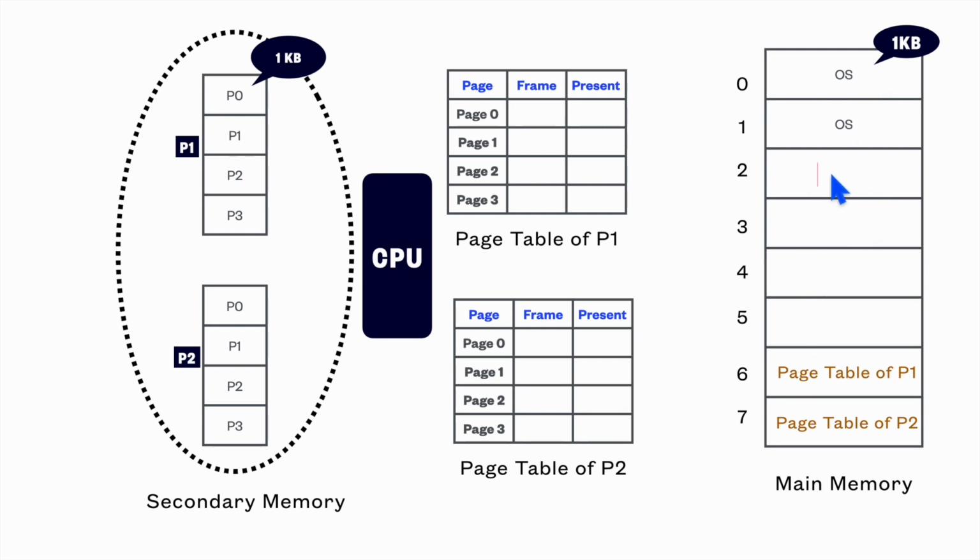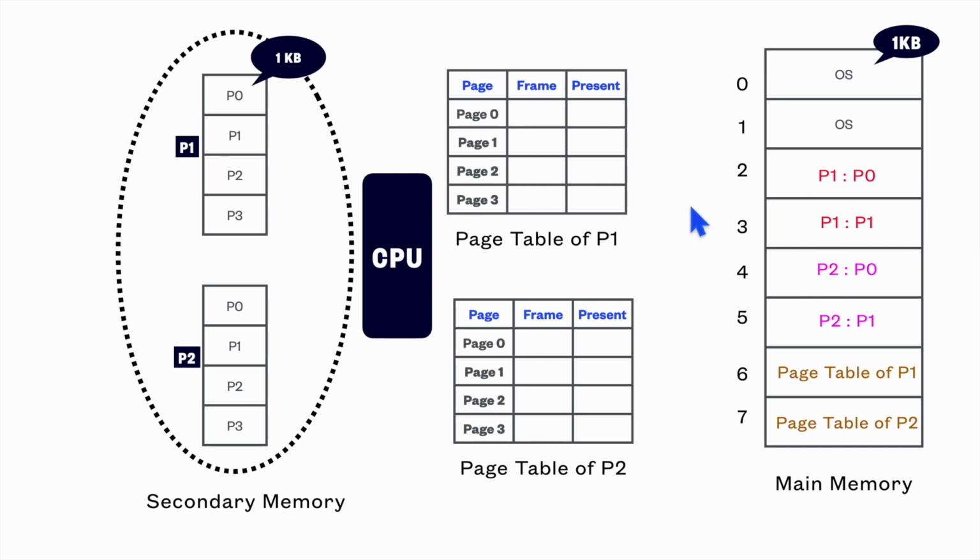So let's say you have stored page 0 of P1 at frame 2, page 1 of process 1 at frame 3, page 0 of process P2 at frame 4, and page 1 of process P2 at frame 5. So now your complete main memory is full. You cannot store other pages here.